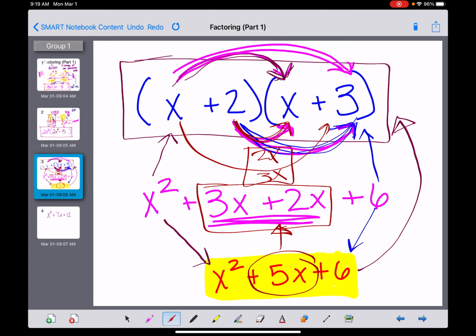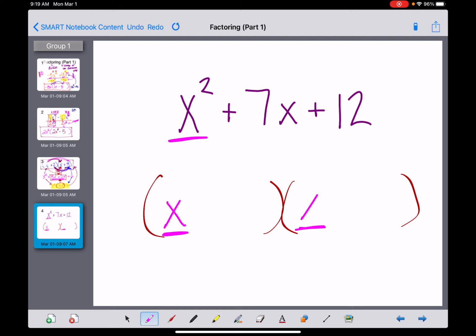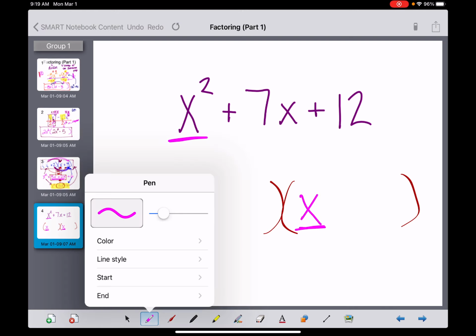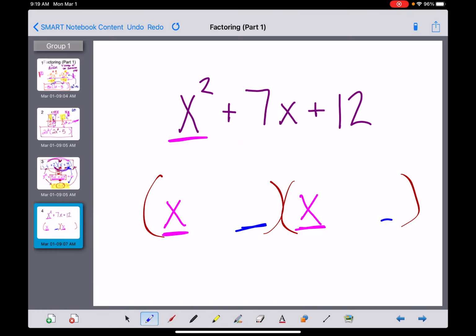So where we're heading this week is we want to break down this trinomial into the double distributive property. My first 2 values need to multiply together to get x squared. Thankfully, there's only one option, x times x. The last 2 terms need to multiply together to make 12. Now, unfortunately, there are some options.